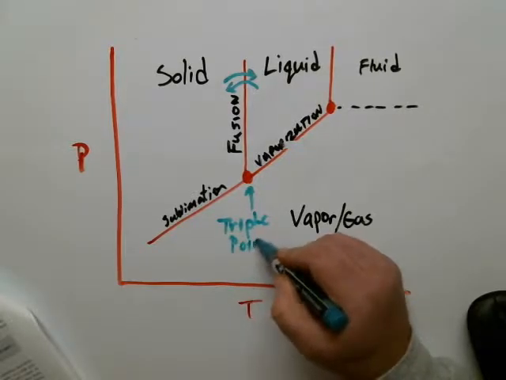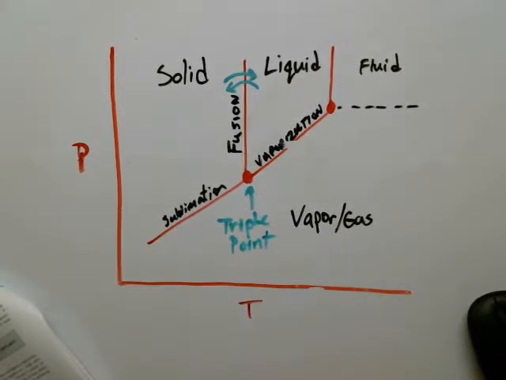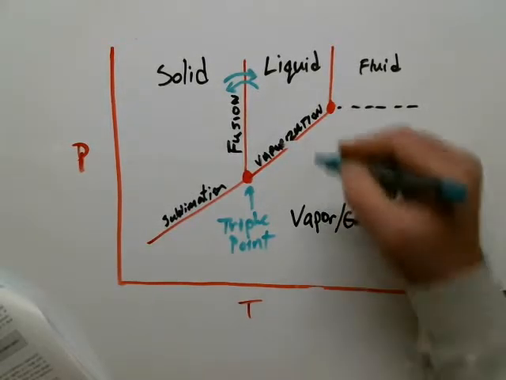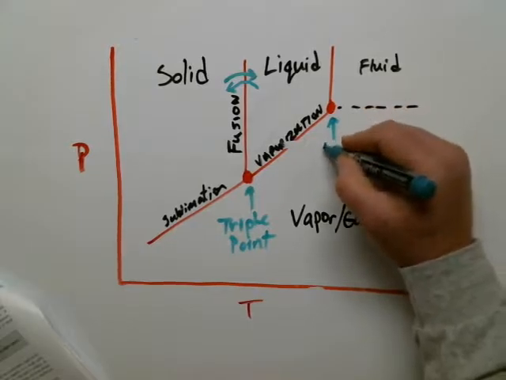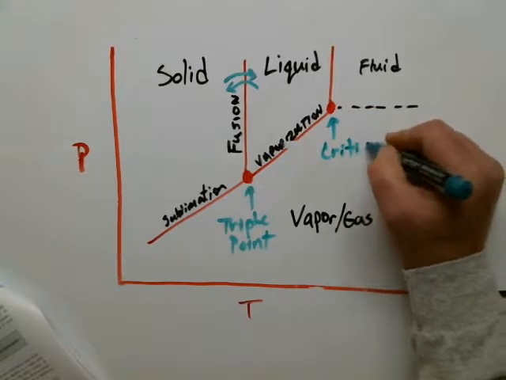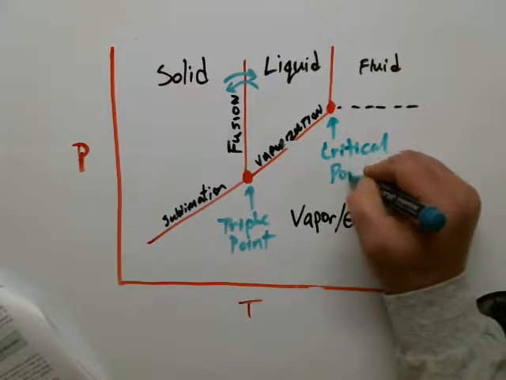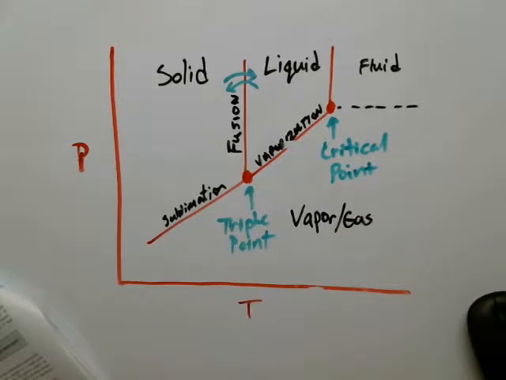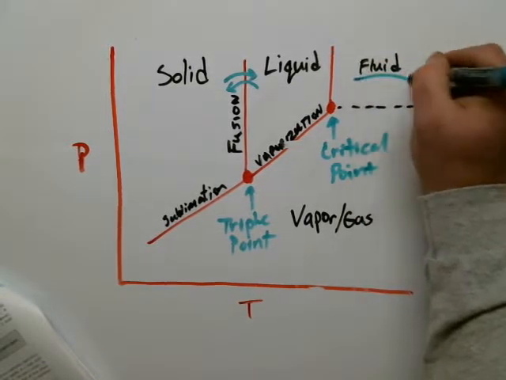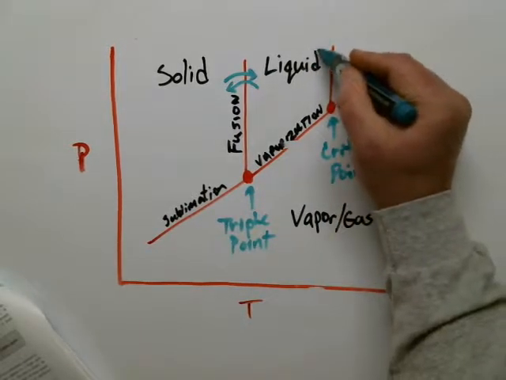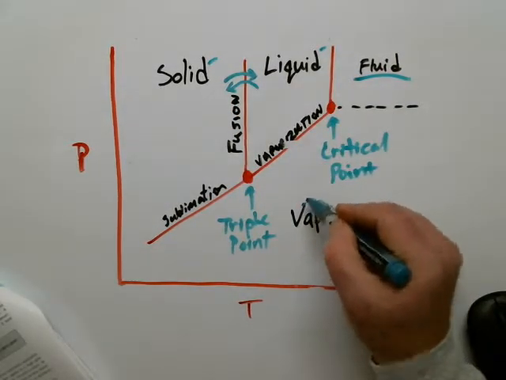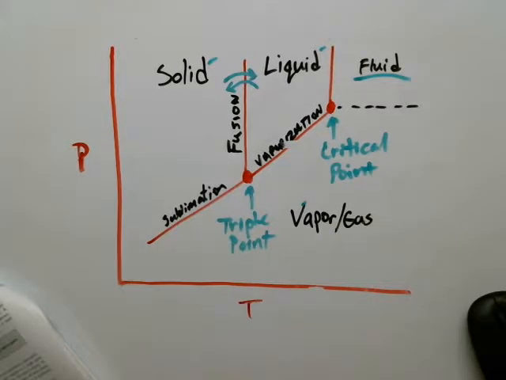Triple point. All three phases can exist simultaneously in discernible phases at the triple point. This right here is known as the critical point. Above the critical point, you can't discern any of the phases, so we just call it a fluid because we don't know if it's a liquid or a solid or a vapor. It's just a fluid.